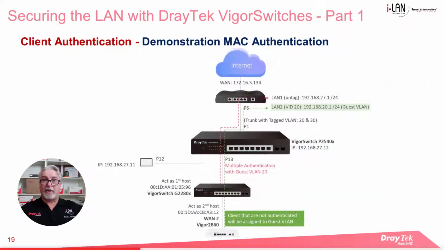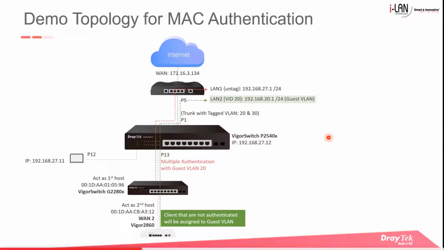Let's go through a demonstration of MAC authentication using the network topology shown here. Okay, so the router we're using is the Viga 2927 LAC. This router has 2 VLANs configured. LAN 1 is the primary LAN and LAN 2 is the guest VLAN. And we're using the VigaSwitch P2540X as the main switch here.